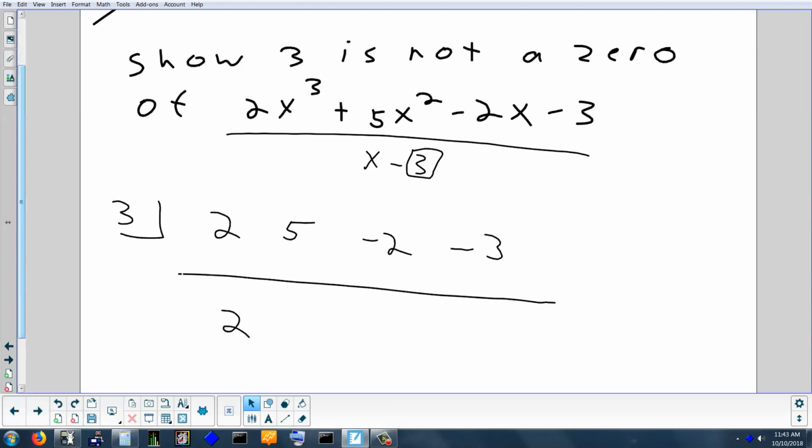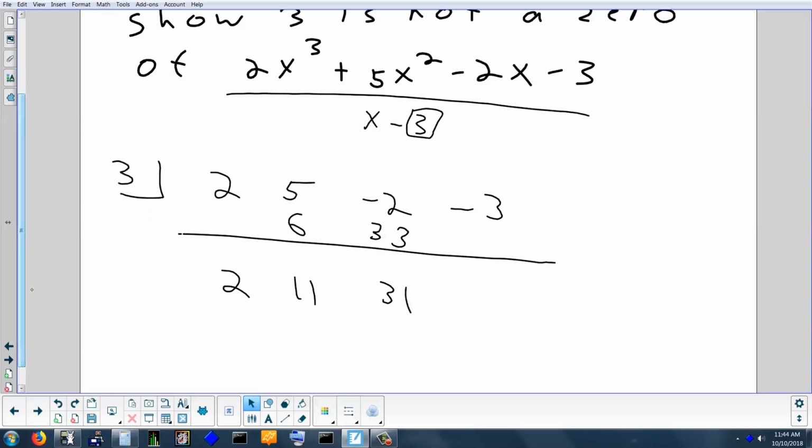Bring the 2 down. Next step. Yeah, multiply 3 and 2 gets 6. And what do I do with the 5 and 6? Yeah, add them. A little different than long division where you subtract. 3 times 11 gives me 33. Plus negative 2 is 31. 3 times 31? 93. Plus negative 3, 90. So I got a remainder of 90.